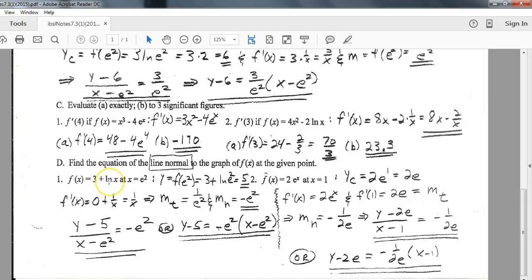If I find the derivative of this function, my constant goes away. The derivative of natural log of x is 1 over x. So here is our derivative, and I sub in e squared to get this. Since I have the word normal, I need the opposite reciprocal slope, which would be negative e squared. So I now have my slope.